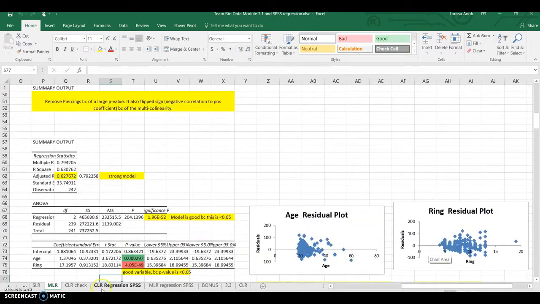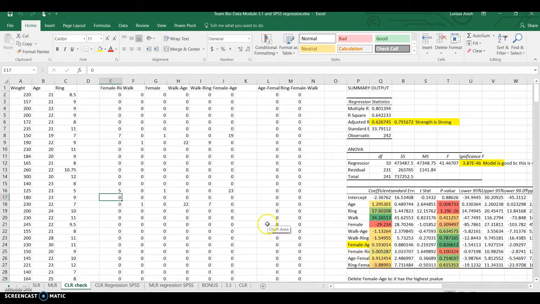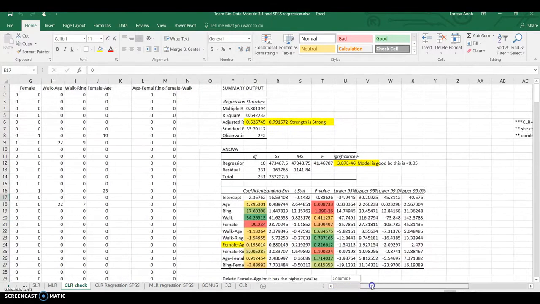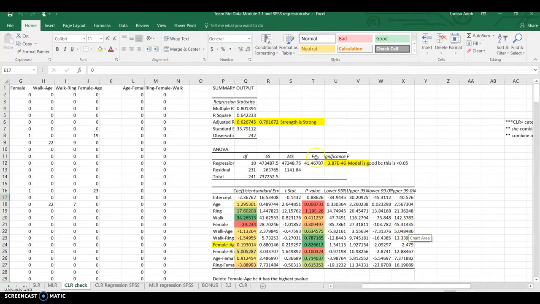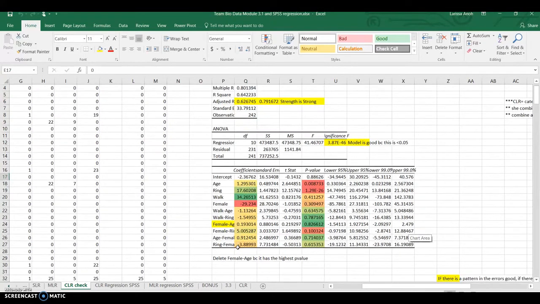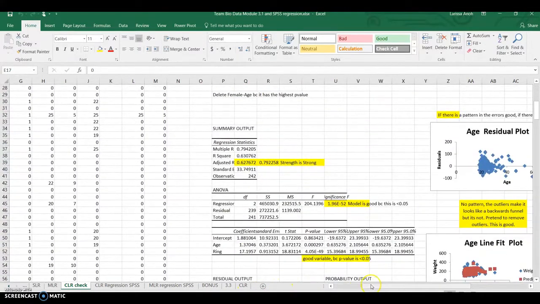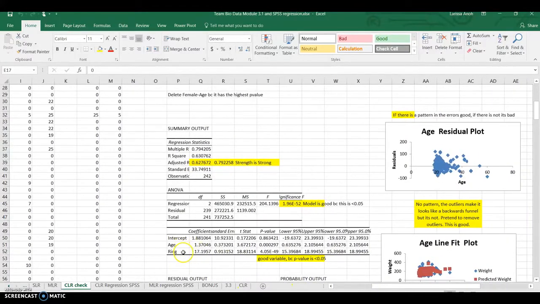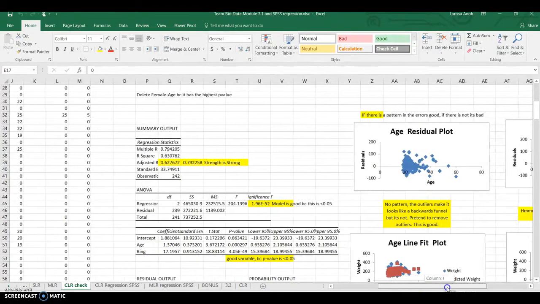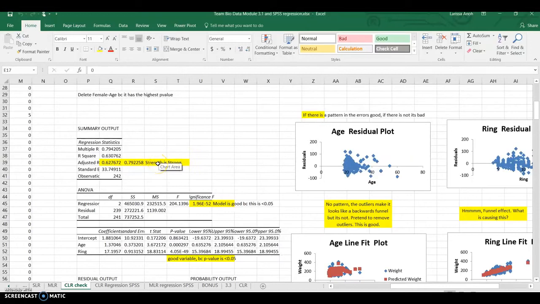The next model we will use is the CLR. Here we ran all of our variables, and then we ran it through SPSS. And then we did our double check of the SPSS, which was our age and ring. Here is our adjusted R-square. Here's where the model is good.